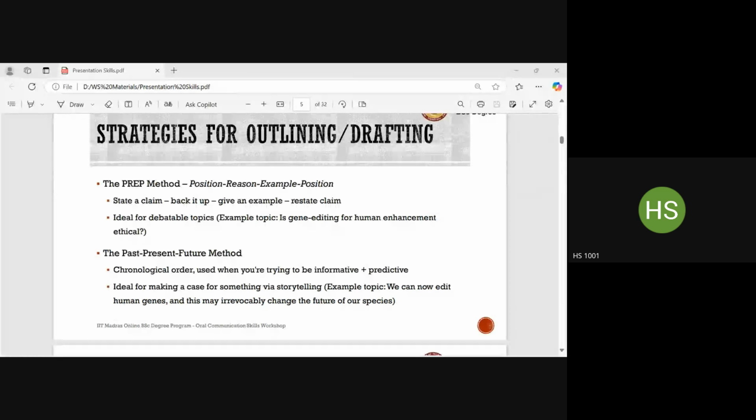Again, this is just an opinion. Different people will have different opinions. And then you go back to your claim. This is why I think that capital punishment should not be there. Clear now?